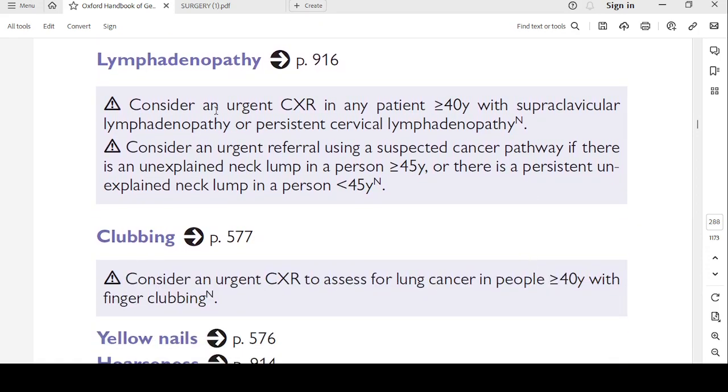Lymphadenopathy. Consider an urgent chest X-ray in any patient more than 40 years with supraclavicular lymphadenopathy or persistent cervical lymphadenopathy. Consider an urgent referral using a suspected cancer pathway if there is an unexplained neck lump in a person more than 45 years, or a persistent unexplained neck lump in a person less than 45 years.